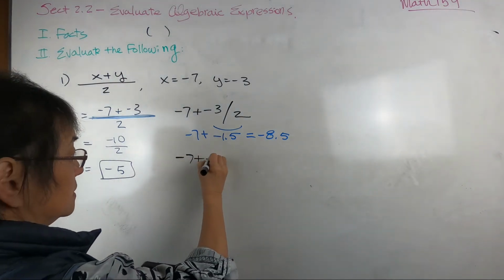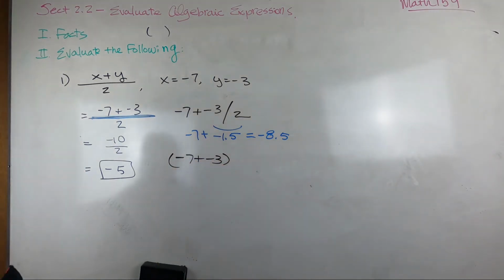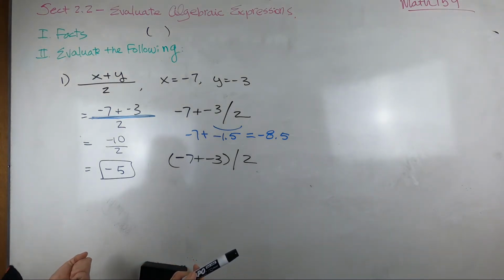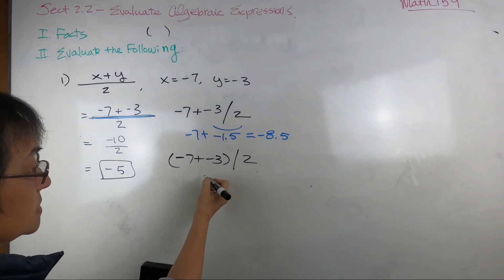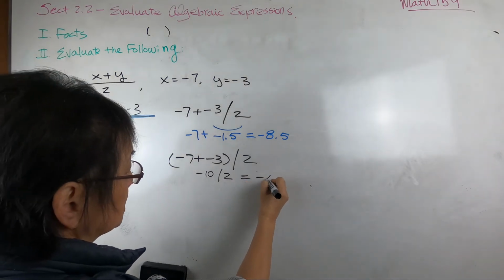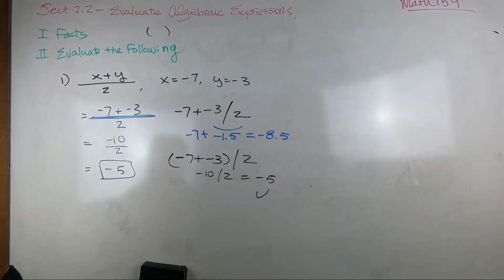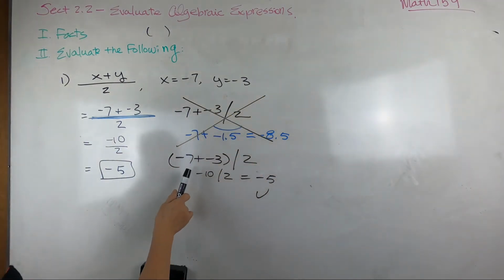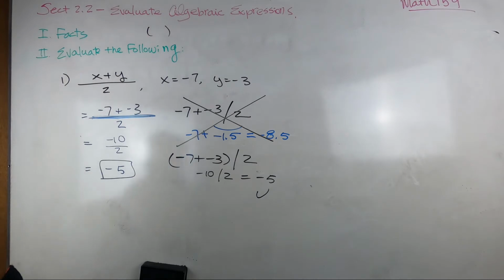However, if you put a parenthesis around -7 plus -3, then divided by 2, you are telling the calculator to do the group first. They will follow the order of operations. So -7 plus -3 is -10. Then we divide by 2. You will get -5. So that's correct. For this problem, we don't do it the first way. When you enter it into the computer or calculator, you do it this way.